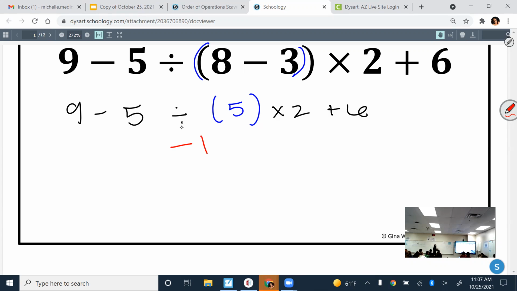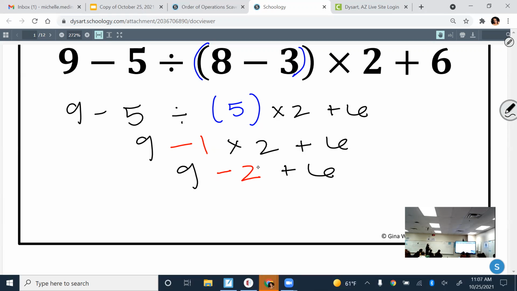Good. And then bring everything else down. So I have 9 minus 1 times 2 plus 6. Now what do I do next? What am I multiplying? Negative 1 by 2, which is negative 2. Good, and then bring everything else down. So I have 9 minus 2 plus 6. Any questions so far?